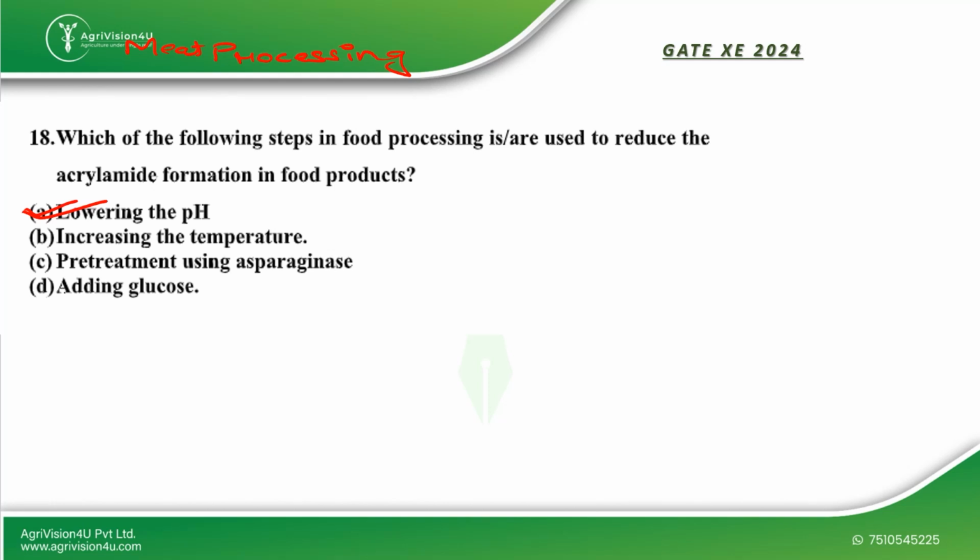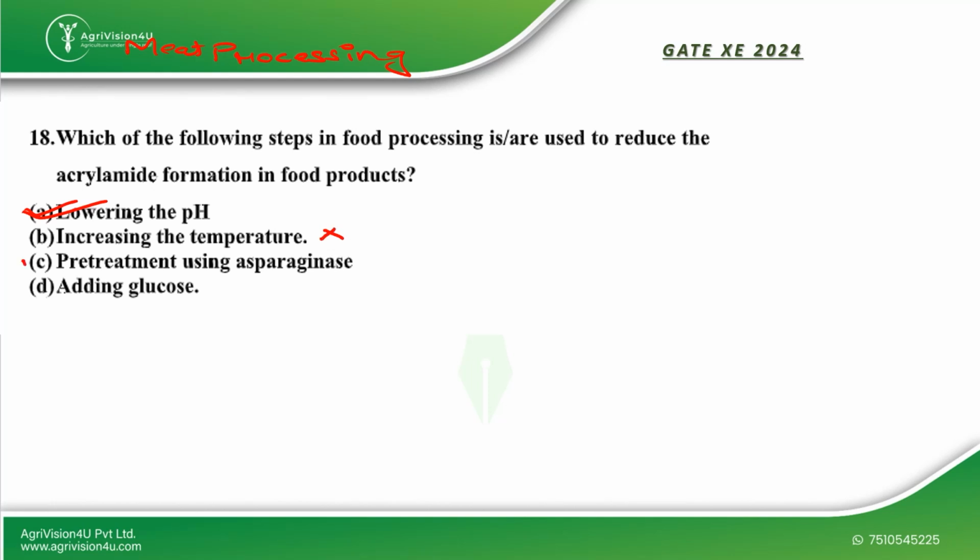Next, increasing the temperature. This is incorrect. Why? Because increasing the temperature can actually increase acrylamide formation. The Maillard reaction, which leads to acrylamide, is more likely to occur at higher temperatures. So this is incorrect. Next, pre-treatment using asparaginase.